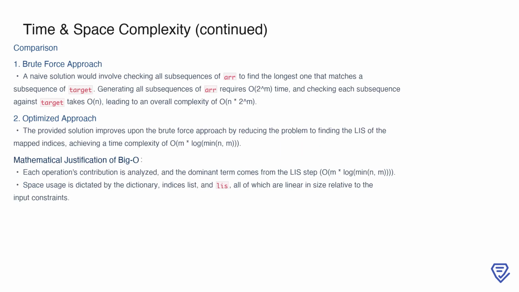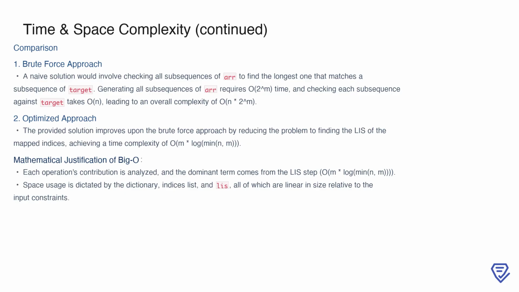Let's compare this optimized approach to the brute force method. A naive solution would involve generating all possible subsequences of ARR and checking each one against target. Generating all subsequences of ARR requires 2 to the power of m time, and for each subsequence, verifying it against target takes O(n). This results in an overall complexity of O(n * 2^m), which is prohibitively expensive for large inputs. By contrast, the optimized solution transforms the problem into finding the LIS of mapped indices, significantly reducing the time complexity to O(m log min(n, m)).